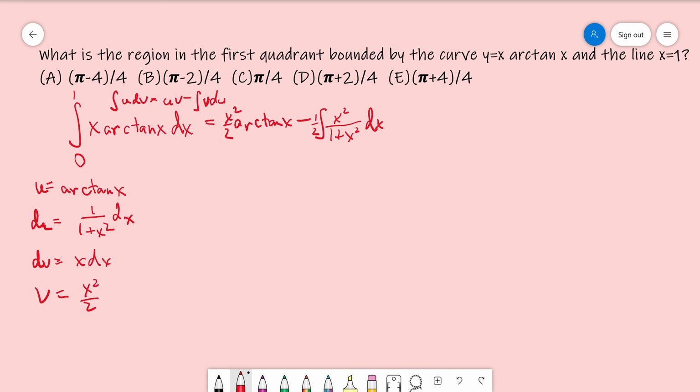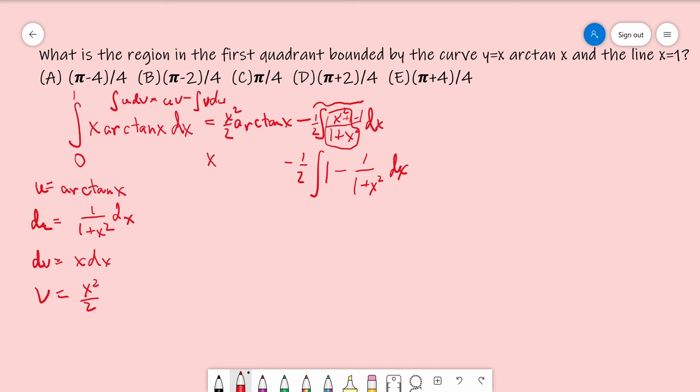So now the trick to integrating this part over here is to write x squared as x squared plus 1 minus 1. And that way this will be 1/2 times the integral of x squared plus 1 over 1 plus x squared, that's just 1, and we'll have minus 1 over 1 plus x squared dx.